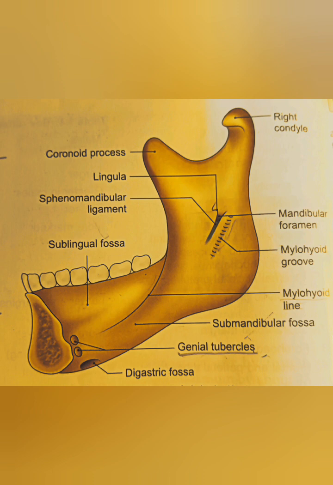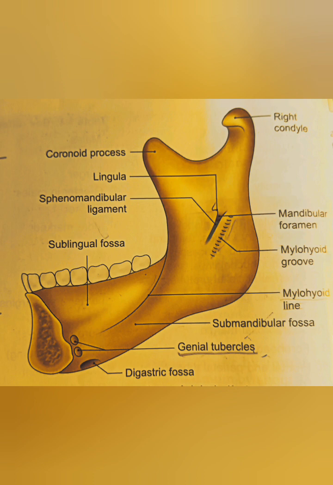There is an area which is present below the mylohyoid line. This surface is slightly hollowed out to form the submandibular fossa. What do you mean by fossa? A fossa is an area in which a particular tissue gets lodged, and this one lodges the submandibular gland. You can see in this picture there is a submandibular fossa. This is a hollow space, and in this hollow space the submandibular gland gets lodged.